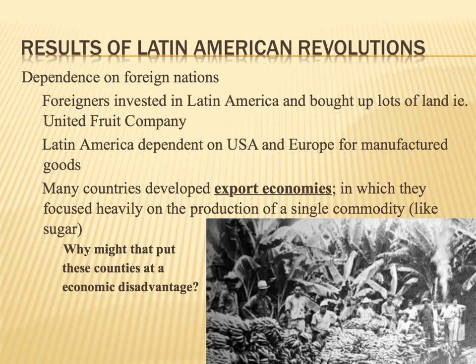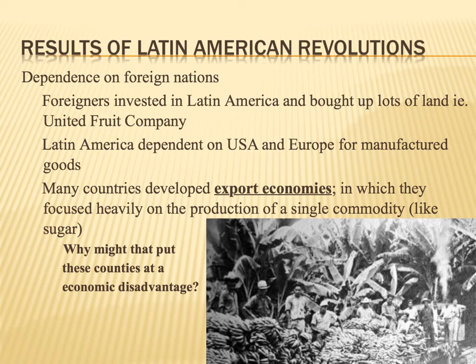So after Latin America became independent, one of the ways that countries like the United States and European countries still held control is through foreign investment. So countries like the United States bought up lots of land within Latin America, and a famous example is the United Fruit Company, which today we know as the Dole Fruit Company, bought up lots and lots of land. And Latin America, like I said before, was dependent on the USA and Europe for manufactured goods. So Latin America didn't industrialize as quickly, like they didn't build as many factories and start producing their own manufactured products. They tended to stick with buying those from the United States or from Europe.